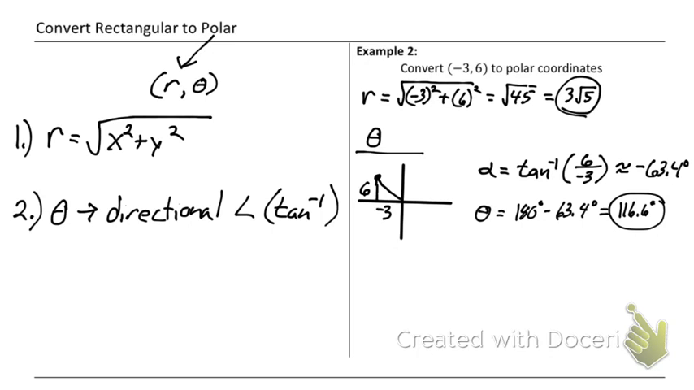Am I 100% done? Did I put it in the actual form that I wanted to? No, I didn't. I need to finish it off by going, well, that's (3 square root of 5, 116.6 degrees). In other words, you put your r in there, you put your theta in there, and you are good to go. Questions, comments, concerns?